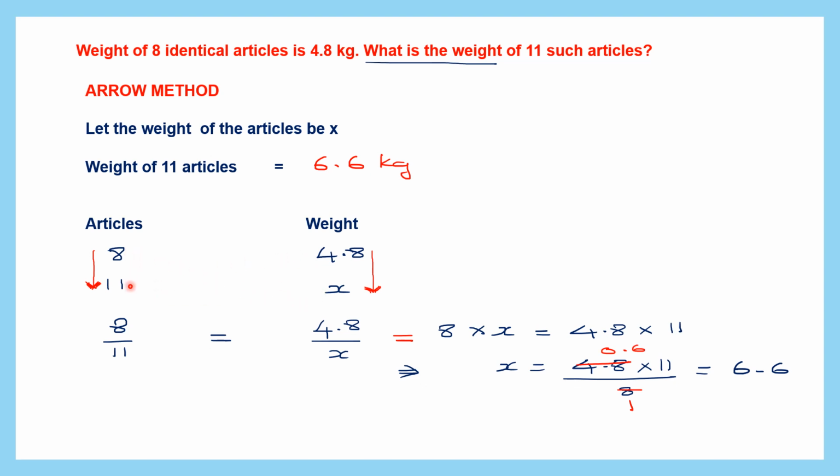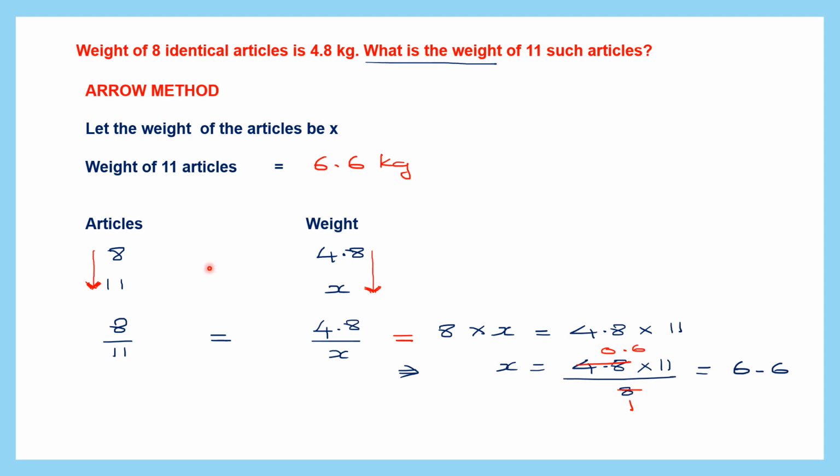So from 8 the number has increased to 11, isn't it? And here also the number is going to increase. The weight is going to increase because 8 is weighing so much, 11 will be more. So it's going to increase. So since both the arrows are pointing this way, it is called direct variation.